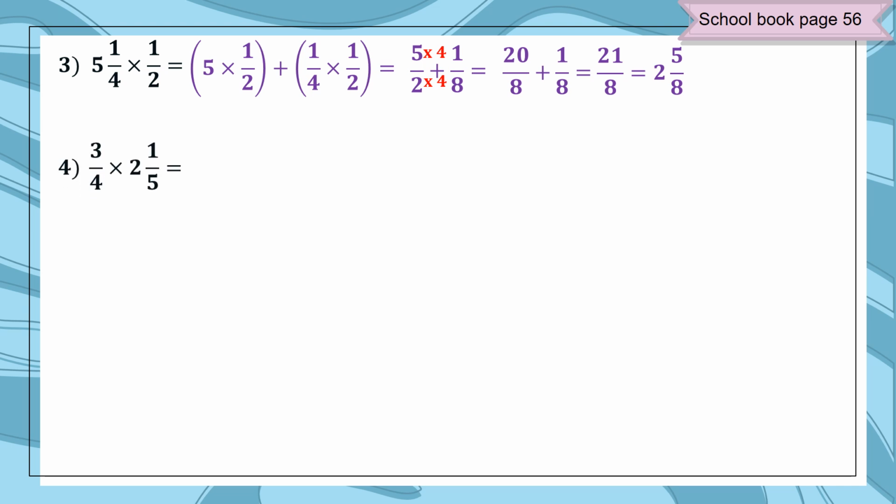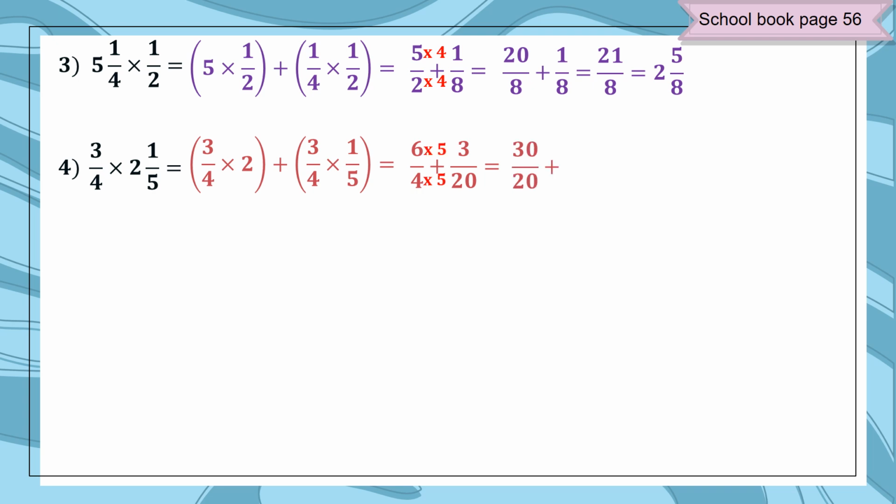Number 4, 3/4 times 2 and 1/5. Here I will multiply 3/4 times 2 plus 3/4 times 1/5. So the first bracket will be 6 over 4, and the second bracket will be 3 over 20. Here we have 20 and 4, and 20 is a multiple of 4, so I can multiply up and down by 5.